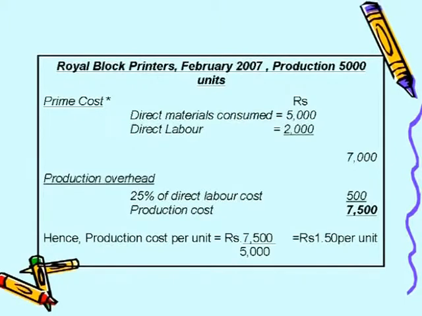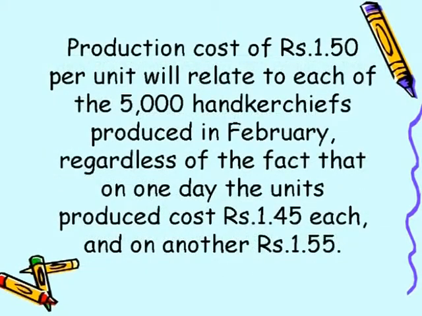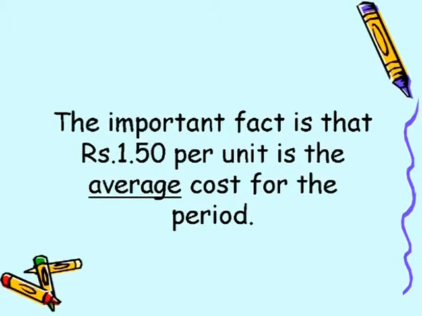Thus, from the table it will be seen that prime cost is the direct cost of the material and labor used. Production cost of 1 rupee 50 paise per unit will relate to each of the 5,000 handkerchiefs produced in February, regardless of the fact that on day 1 the unit's production cost was 1 rupee 45 paise each and on another it was 1 rupee 55 paise. The important fact is that 1 rupee 50 paise per unit is the average cost of the period.